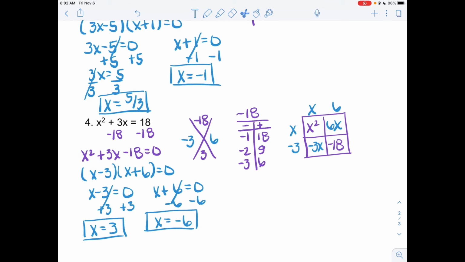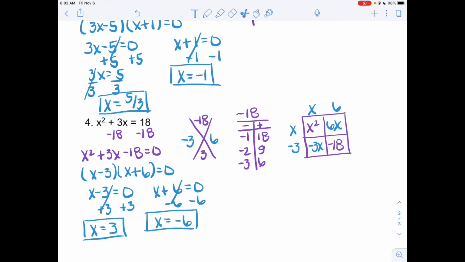All right, let's walk through problem number 4. I notice that I need to get my equation in standard form by subtracting 18 from both sides, so I can rewrite my equation as x squared plus 3x minus 18 is equal to 0. Now I can do an x puzzle with a times c, negative 18 in the top, and my b value of 3 in the bottom. I need factors of negative 18 that add to be a positive 3.